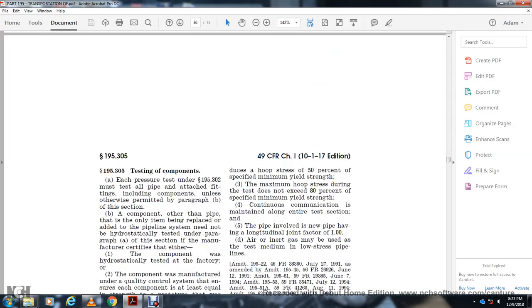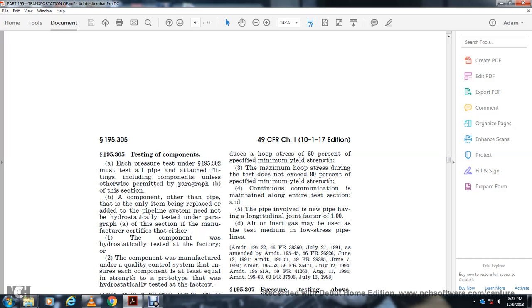Or testing components. Each pressure test under 195.302 must be tested for the pipe with attached fitting, which include the components left. Otherwise, paragraph B, the component other than pipe, the only item of the relay for the additional pipeline system need not be hydrostatically tested under paragraph of the 8th section if the manufacturer certified either complete component was hydrostatically tested at the factory.